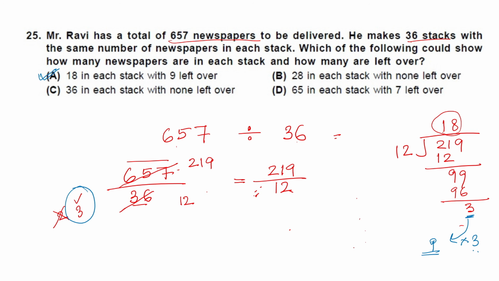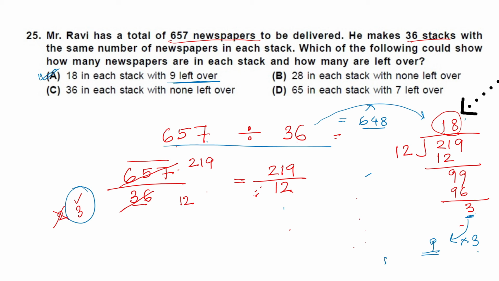Well, to double check, what you can do is try this division. When you multiply 36 times 18, what you will get is 648. And this, when subtracted from 657, will have 9 left over. So remember, whenever you're reducing, the quotient remains the same, but the remainder needs to be multiplied with the value that you reduced it from. So this is your right answer.